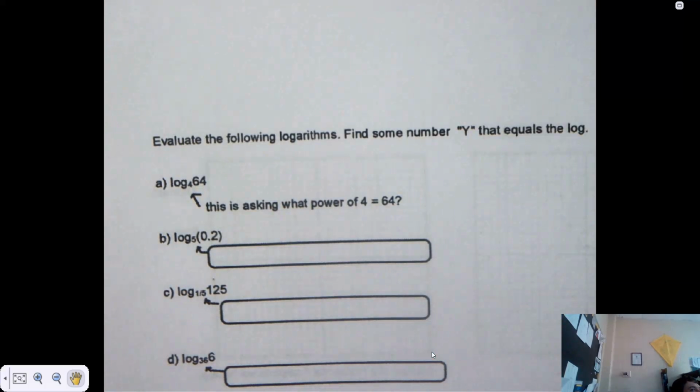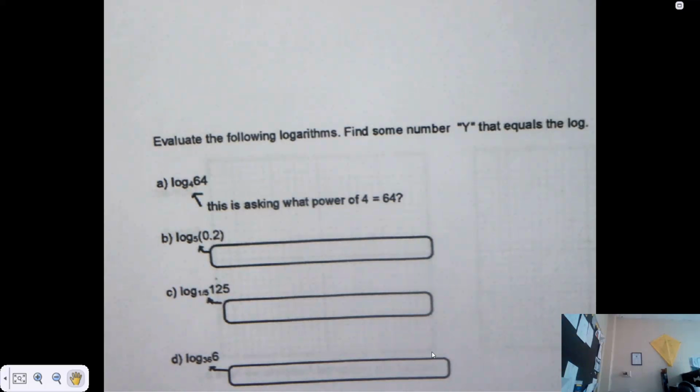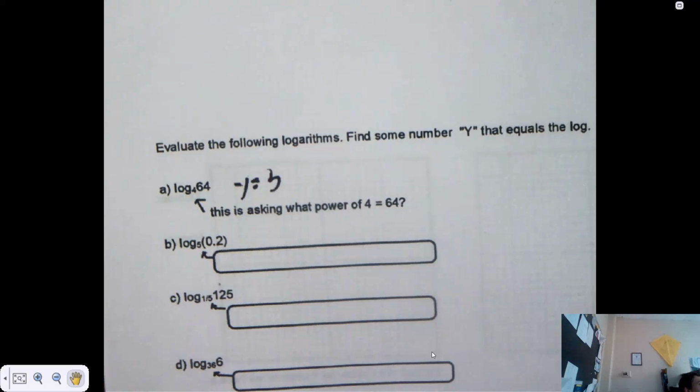And now we'll go the other way around. Actually, these are evaluating. Never mind. Evaluate the logarithm. Find some number y that equals the log. It's a big deal on all of these to ask yourself what it's asking first. This logarithm right here is asking us what power of 4 generates a 64? 3. I already know that y is 3.